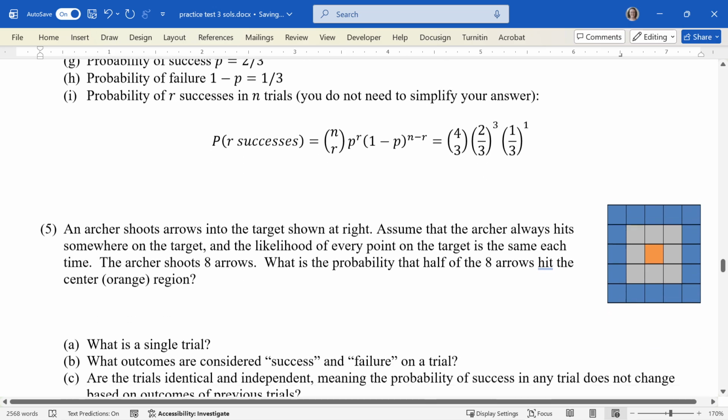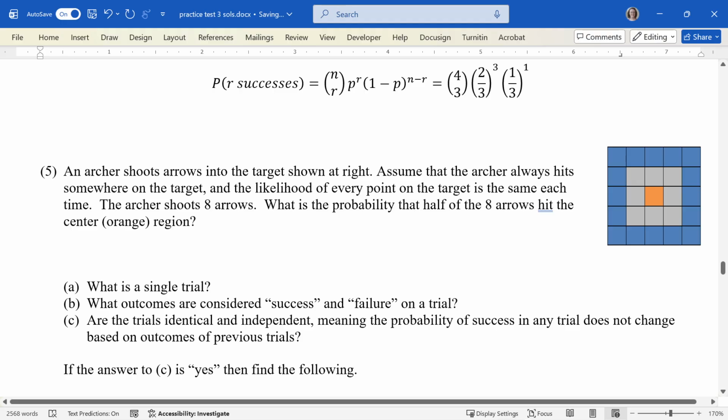Okay, last question. An archer shoots arrows into the target shown at right. Assume that the archer always hits somewhere on the target, and the likelihood of every point on the target is the same each time. The archer shoots 8 arrows. What is the probability that half of the 8 arrows hit the center orange region?